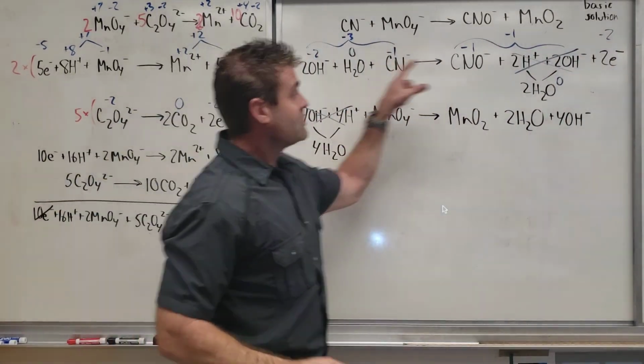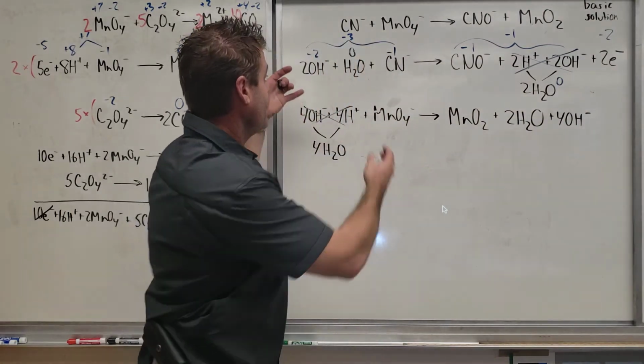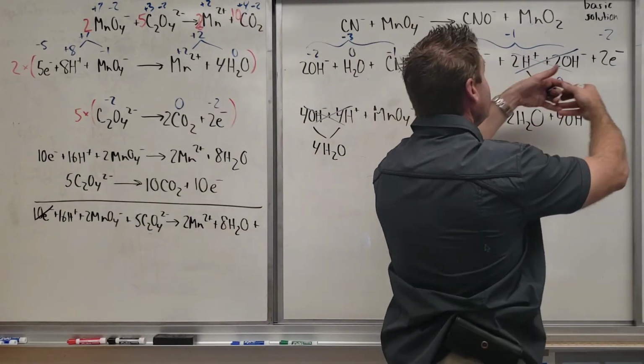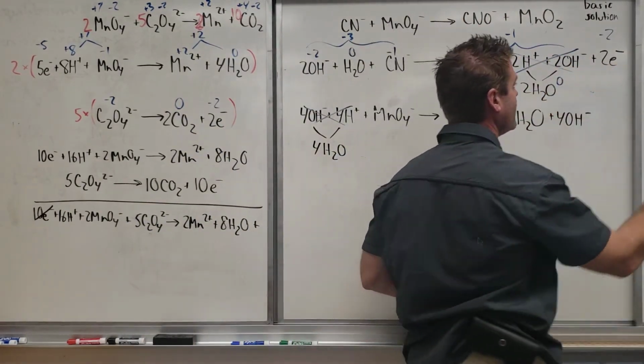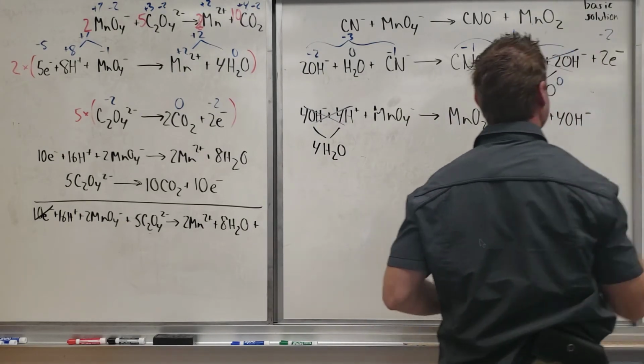You'll notice the electrons are here on the product side. That means when this reaction happened to form this, it lost 2 electrons. Oxidation is lost. This is the oxidation half reaction.